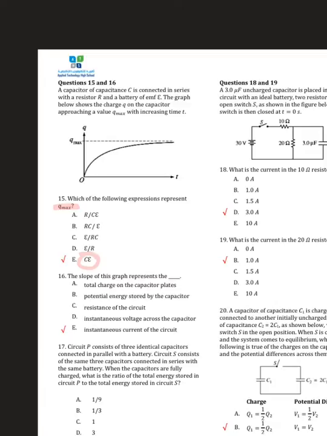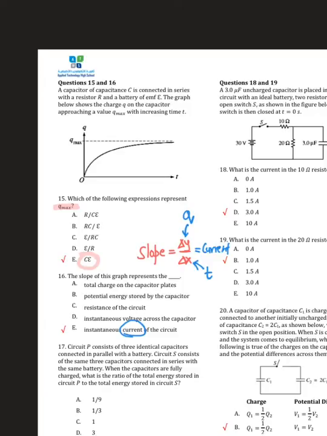The slope of this graph represents, so slope has to be current, there's no doubt about it. If we calculate the slope, it is delta y over delta x. On the y-axis you have charge and on the x-axis you have time, and charge over time is current. So we have charge over time, which is current, and hence that should be the option.